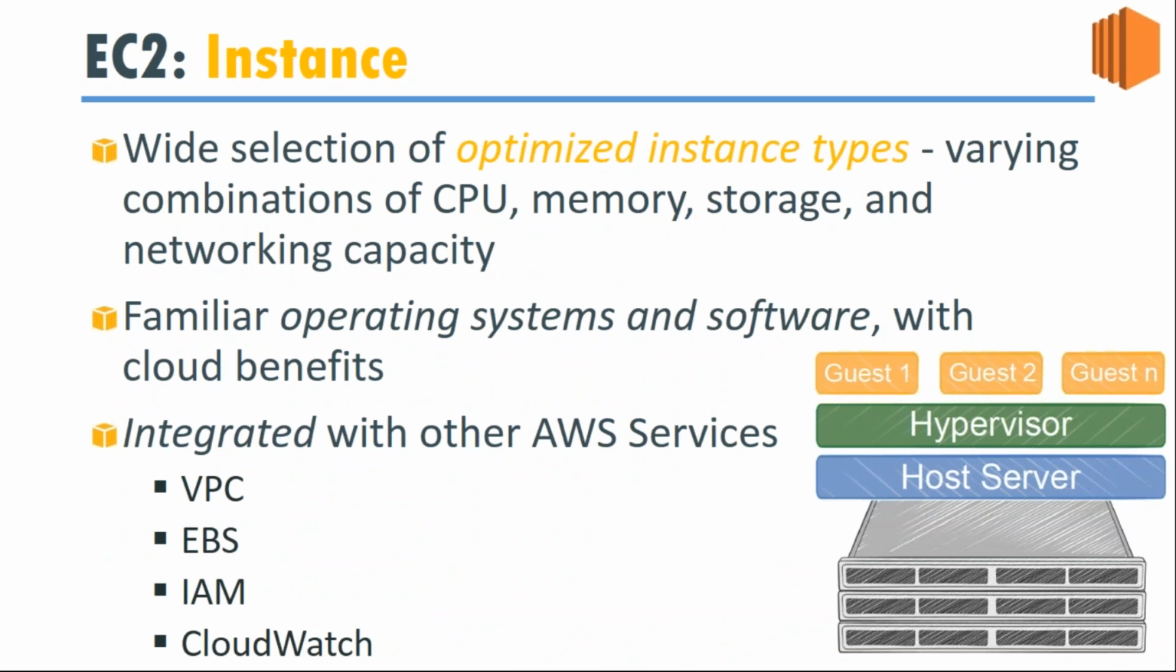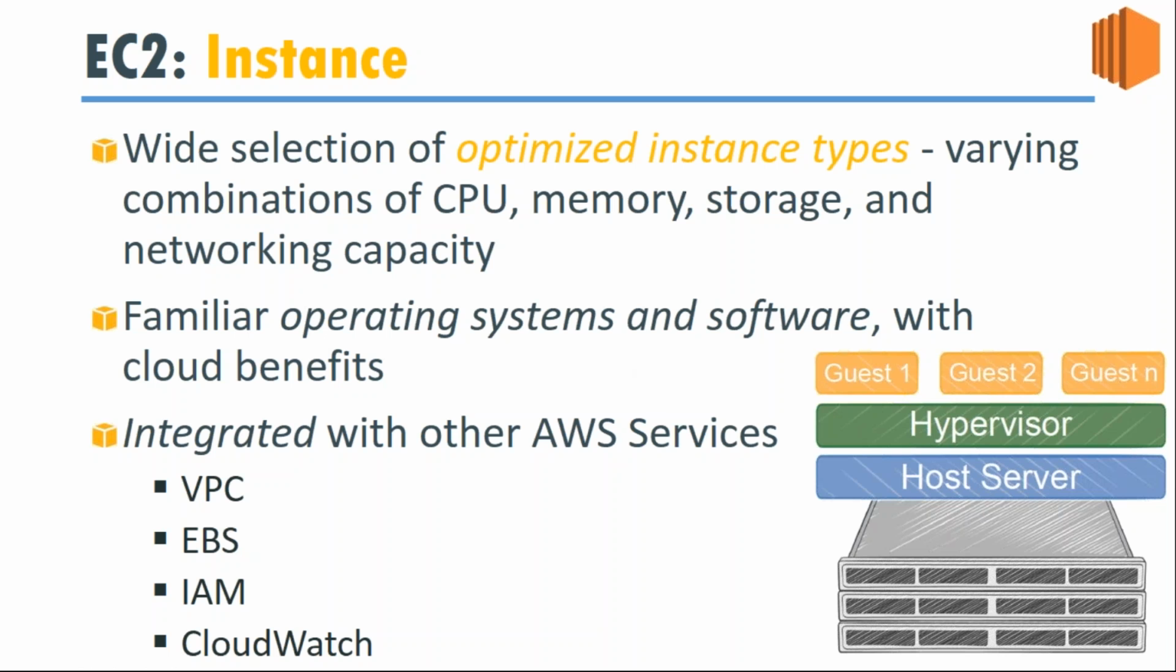So again, this is another slide which explains to you that there are multiple variants of instance types. Some of them are a combination of CPU and memory. Some of them are network capacity optimized. You can have different flavors of operating system and software.